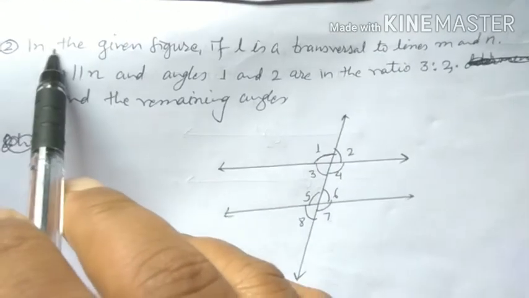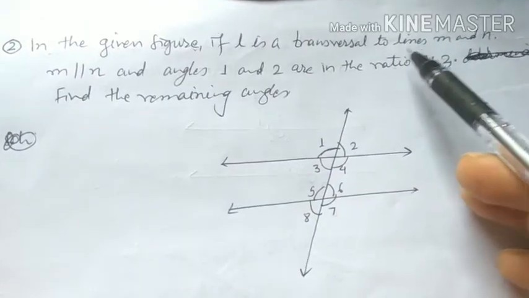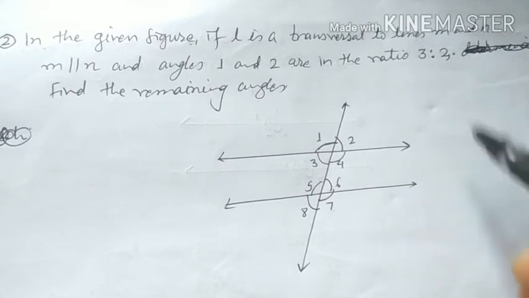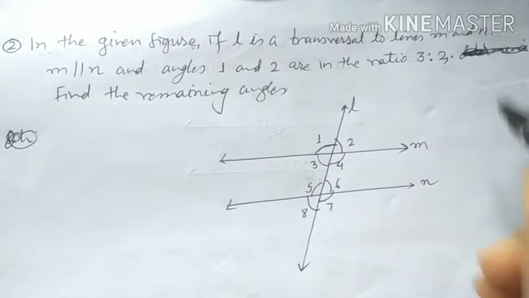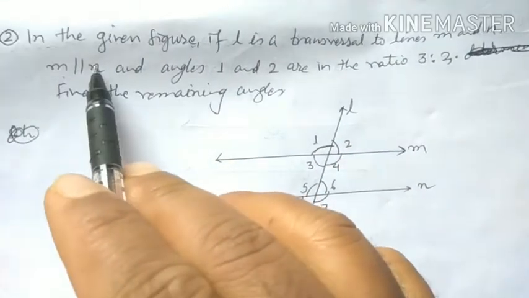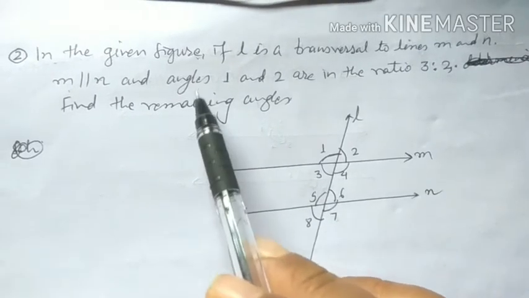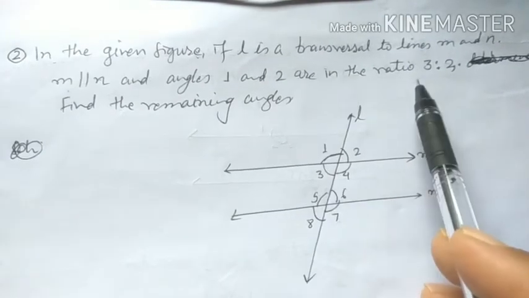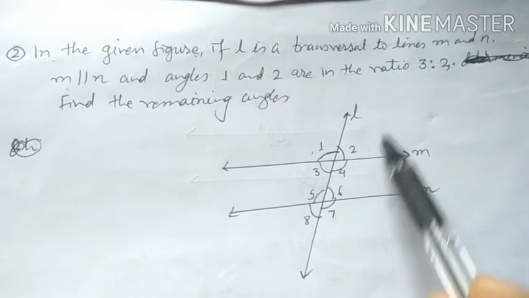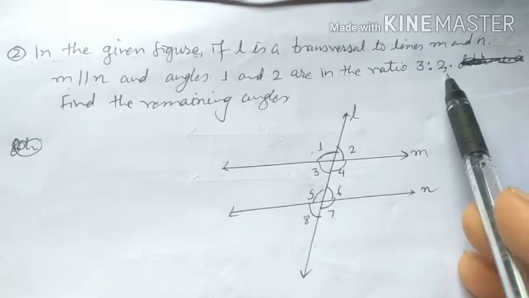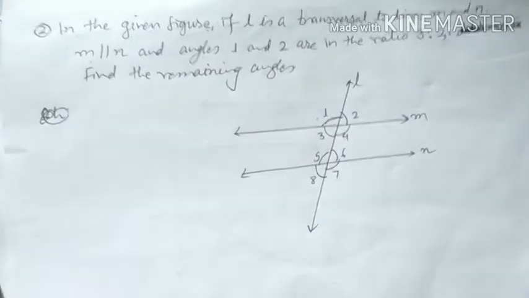Our question is: in the given figure, L is a transversal to lines M and N, where M is parallel to N. Angles 1 and 2 are in the ratio 3:2. Find the remaining angles. See here how to find.